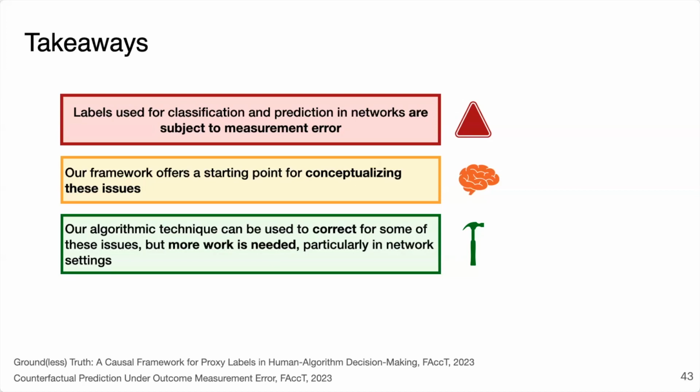And finally, our algorithmic technique can be used to correct for some of these issues, especially in more simplified settings. But more work is really needed, especially in network settings, to ensure that we're able to actually correct for these in practice. And I've talked about algorithmic correction here, but there's also a much broader set of considerations to make about the actual measurement aspect of how we're actually getting data and effectively representing it in our data sets, and basically assessing the validity of different prediction tasks that we're considering.